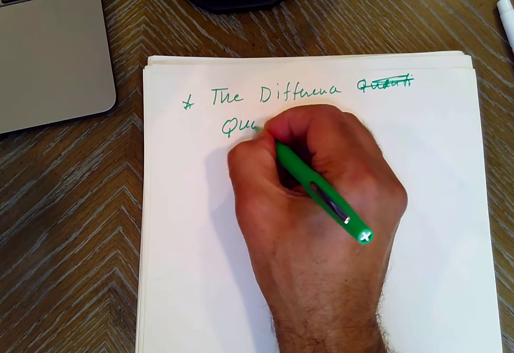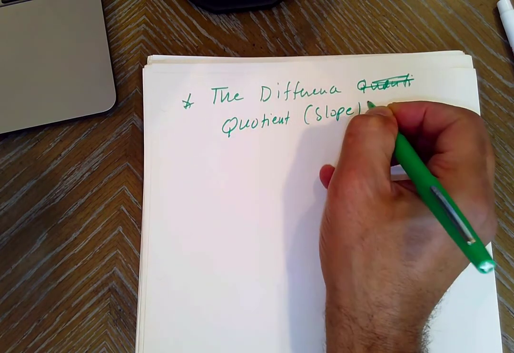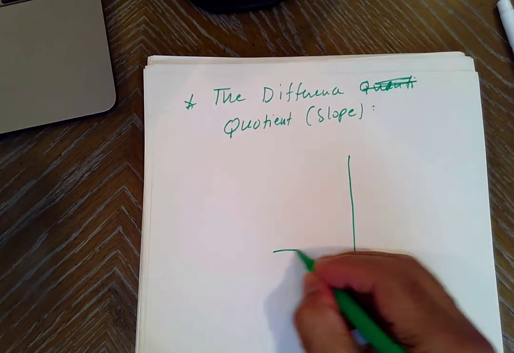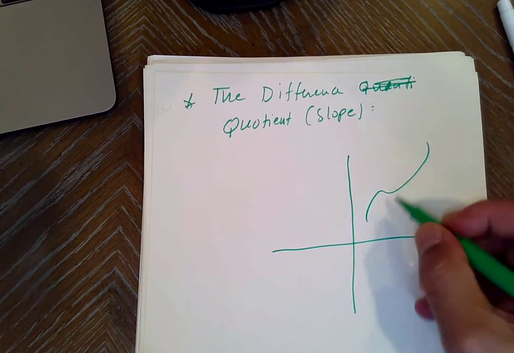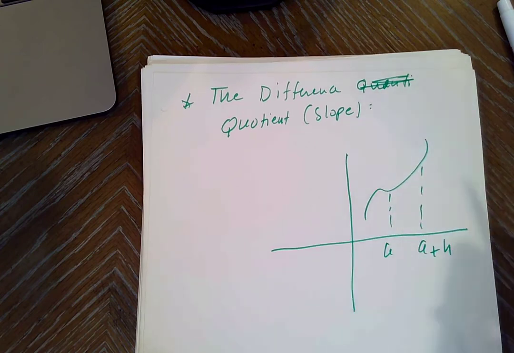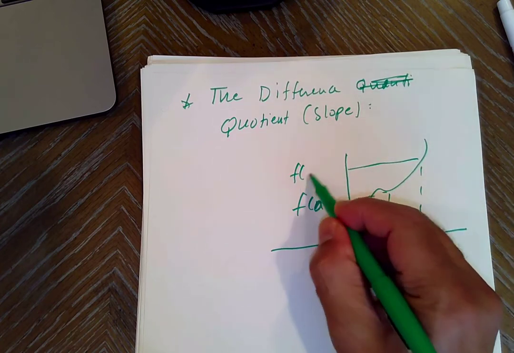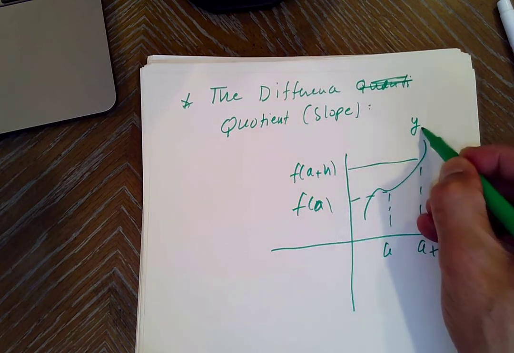The difference quotient, which is similar to what we call the slope. So for example, if you have a curve, not necessarily a line, you have a plus h, where h is any small letter. This is f of a. This is f of a plus h. This is y equals f of x.